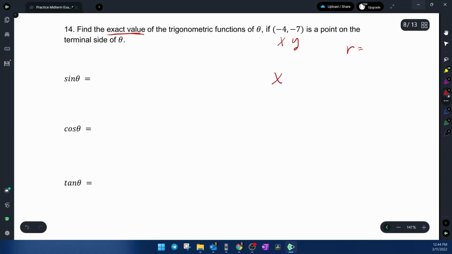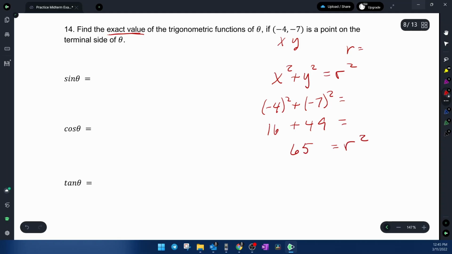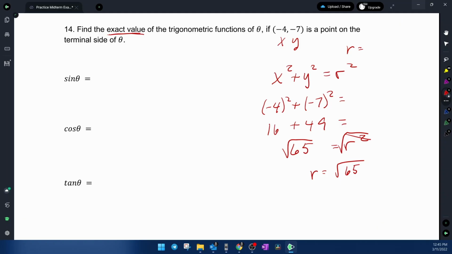So first things first, we need to calculate r using the Pythagorean theorem. X squared plus y squared equals r squared. Negative 4 squared plus negative 7 squared equals 16 plus 49, which is 65. That is r squared. And then if I take the square root of both sides, we can see that r is the square root of 65, which doesn't square root nicely, and it also won't break down into simpler radical form. So there is our radius.